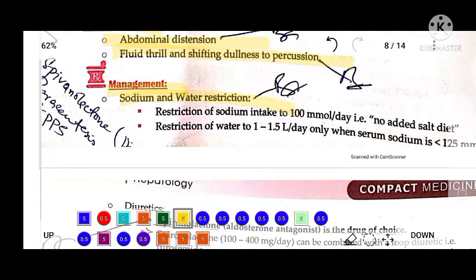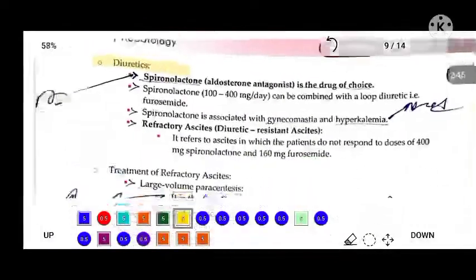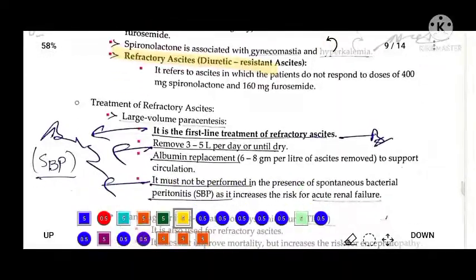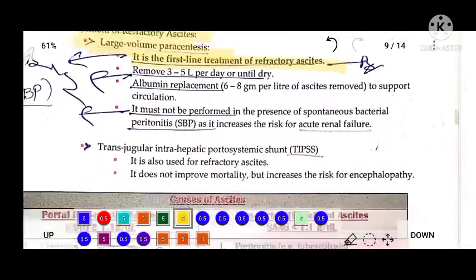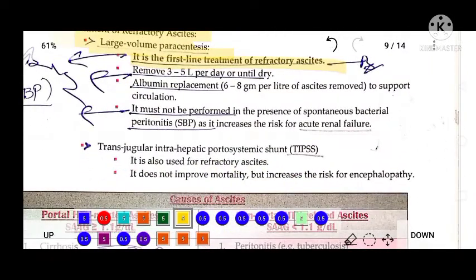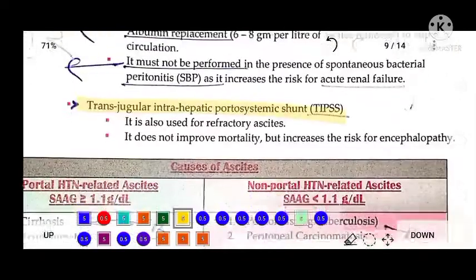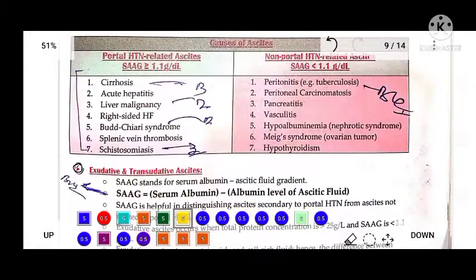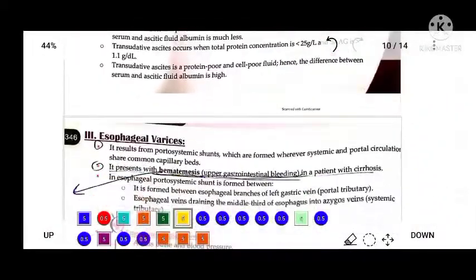Treatment will be sodium and water restriction. Diuretics, spironolactone is the drug of choice. For refractory ascites, that is diuretic-resistant ascites, large volume paracentesis is the first line treatment. Transjugular intrahepatic portosystemic shunt, TIPS, should also be given, and it is a surgical treatment.